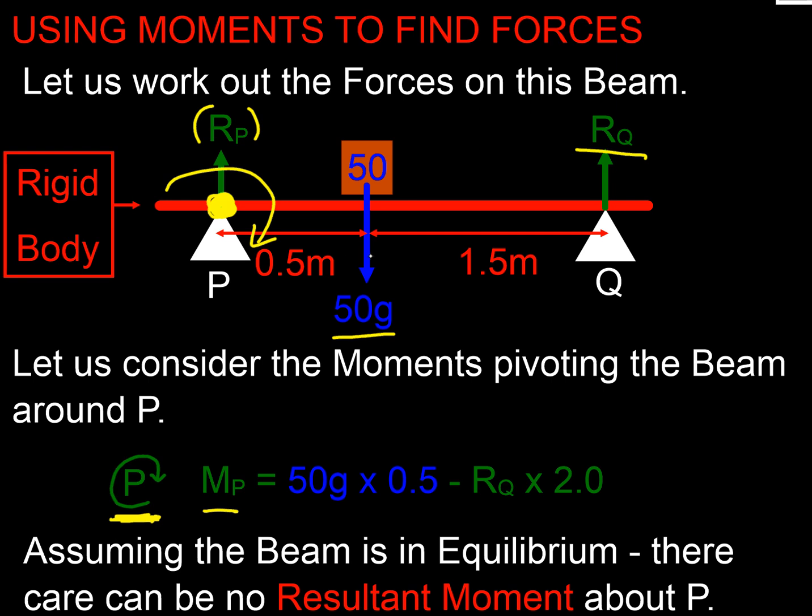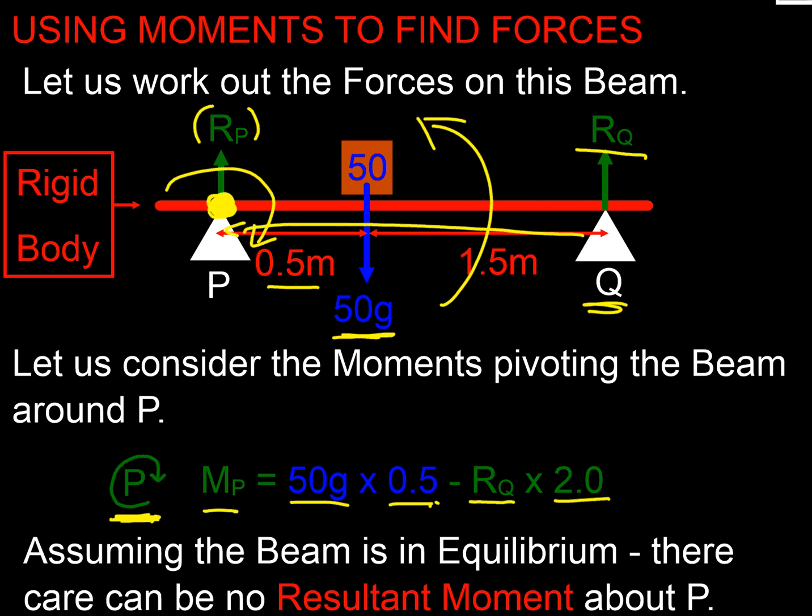Well, I've got this force here, the 10 g times that distance. So for my mass that I'm holding up, I've got 50 g times 0.5. So that's a clockwise moment, isn't it? But that's being held up by an anti-clockwise moment from the point Q. That's what's holding it up. So what's the moment that's creating? Well, it's got the reaction force at Q, times 2 meters, that full distance from the pivot point. So there we are.